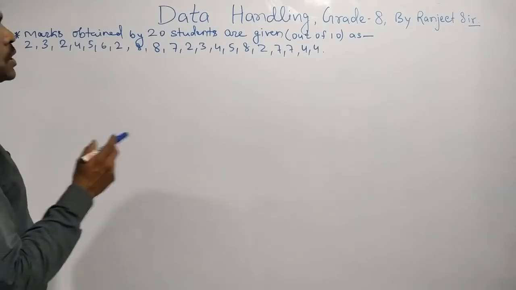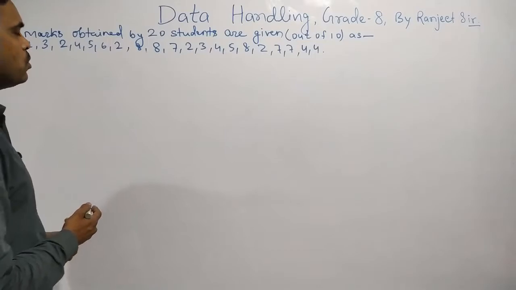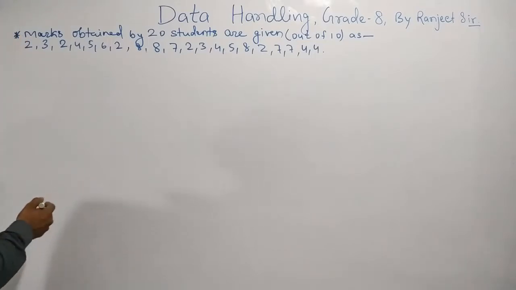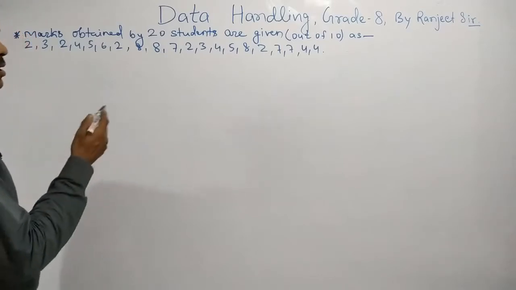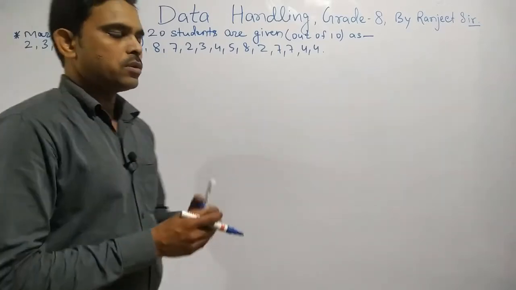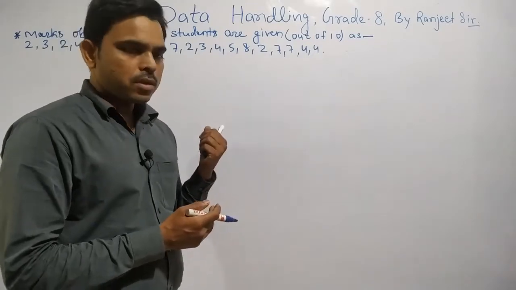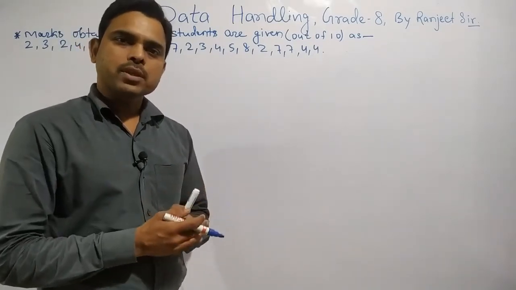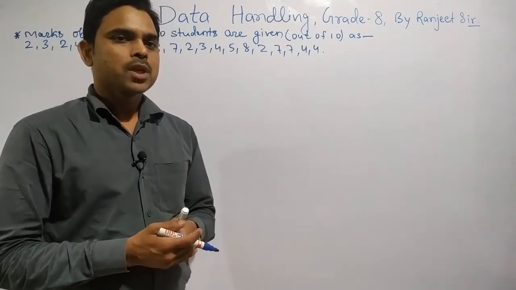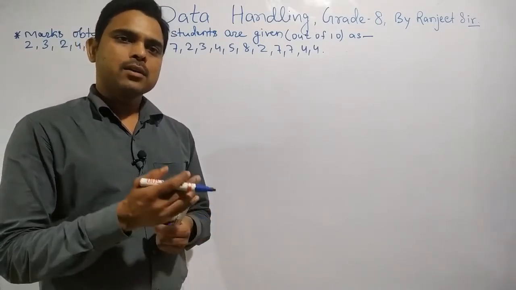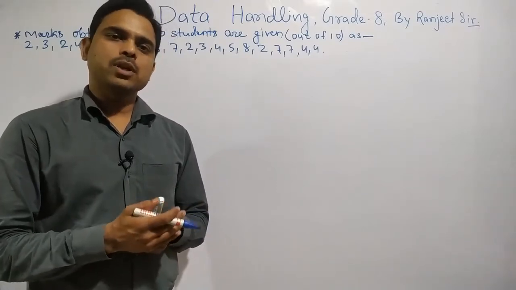Marks obtained by 20 students are given, and the marks are out of 10 only. You can see 2, 3, 2, 4, 5, 6, 2, 8, 8, 7. It is like this only. So we'll try to construct a histogram and a bar graph using this data, and we'll see the difference. Before I start, there are a few things related to bar graph and histogram.